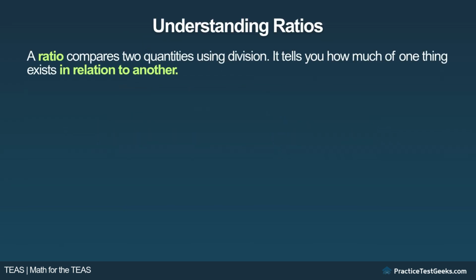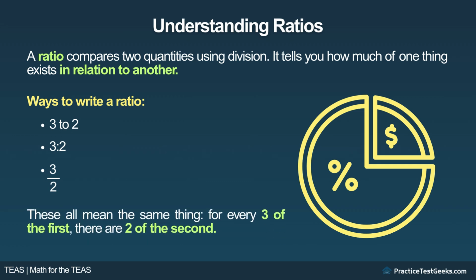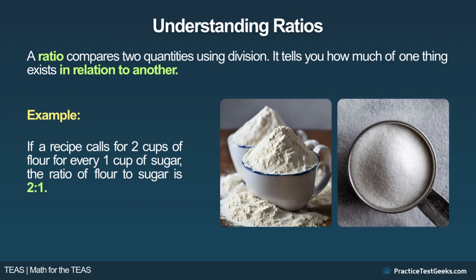A ratio compares two quantities using division. It tells you how much of one thing there is in relation to another. You can write a ratio in three different ways: 3 to 2, 3:2, or as a fraction, 3/2. All of these mean the same thing. For every 3 parts of the first item, there are 2 parts of the second. Here's an example. If a recipe calls for 2 cups of flour for every 1 cup of sugar, the ratio of flour to sugar is 2 to 1.